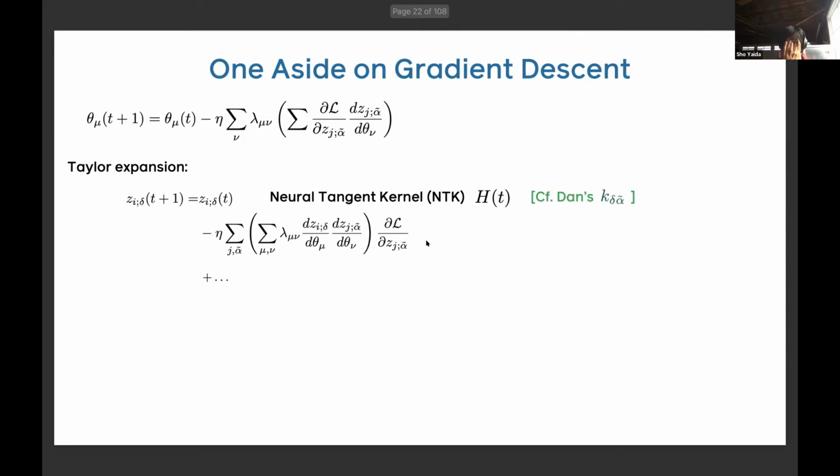Okay, so this is what you get in the first term. And this is the thing in the parentheses called the neural tangent kernel, which people talk about these days all the time, at least theorists. And if you want to connect what I'm saying to Dan's two lectures, this is basically the kernel that he introduced. If you take a linear model and do this expansion, this is exactly what you get. The neural tangent kernel is the kernel in his model.